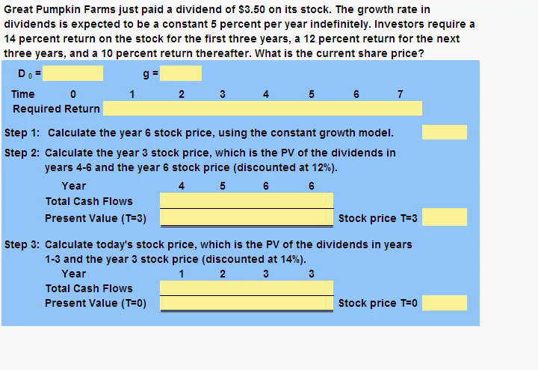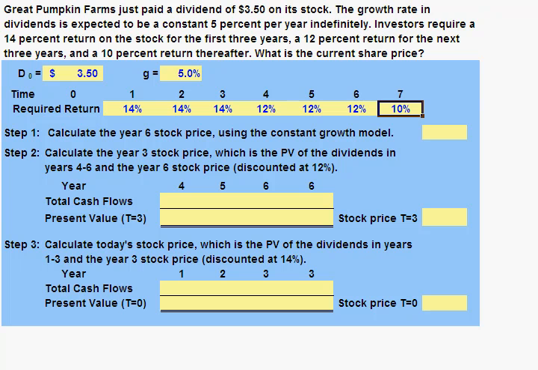Great Pumpkin Farms just paid a dividend of $3.50 on its stock. The growth rate in dividends is expected to be a constant 5% per year indefinitely. Investors require a 14% return on the stock for the first 3 years, and a 12% return for the next 3 years, and a 10% return thereafter. What is the current share price?